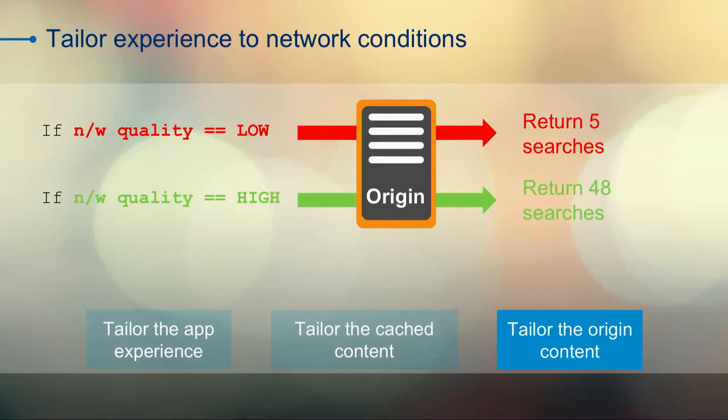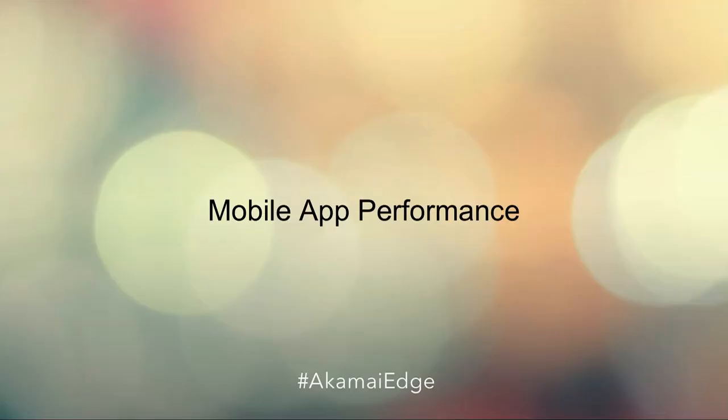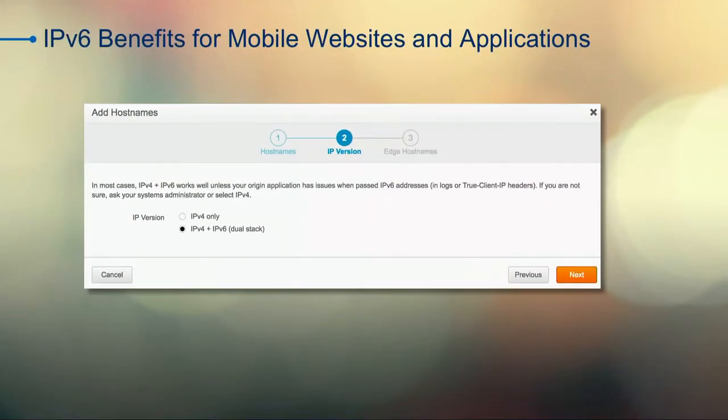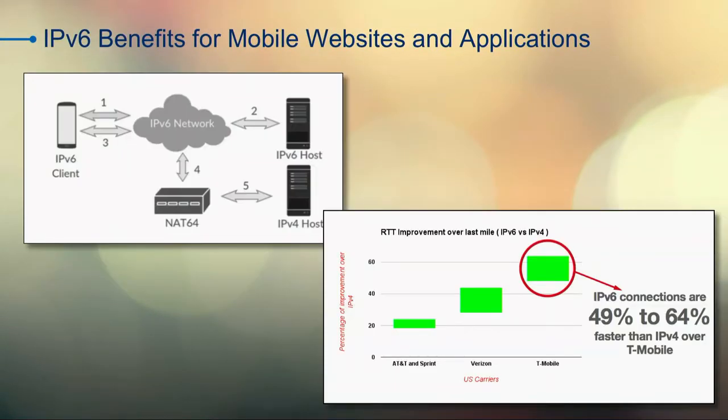Do you have any data with IPv6 straight versus IPv6 default patterns? Yes, sure. Let me go back to that slide. That's the data right there. These are the 3 different carriers that we tried: AT&T and Sprint on the left, Verizon in the middle, and T-Mobile on the side. A minimum of 20% improvement was seen if you went IPv6 straight.